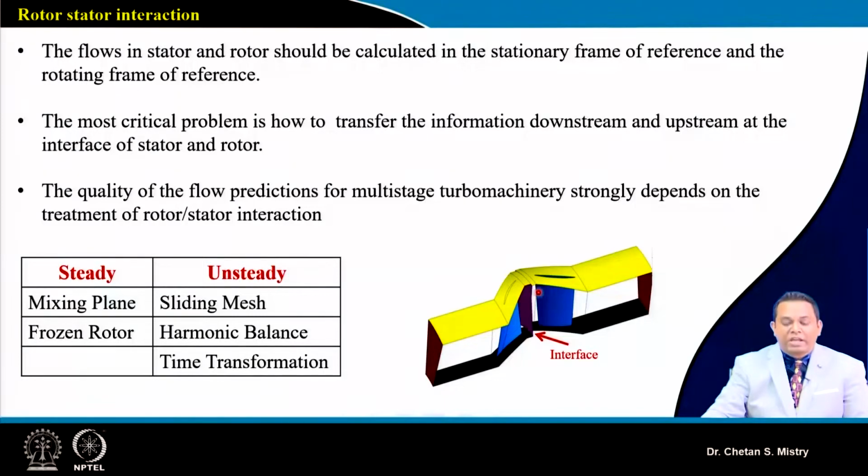So in order to analyze that, we put the interface here. This is a region that is called the interface. There are different kinds of configurations which are available, which people have explored over the years. For steady analysis, there is the mixing plane approach, or the frozen rotor approach. For unsteady analysis, they are adopting sliding mesh, harmonic balance, time transformation, different methods that people are using. So this selection of interface is very important for us.